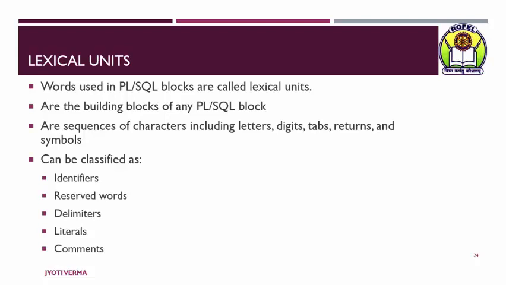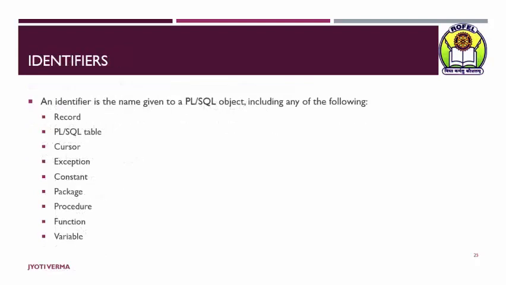They can be classified. That means what? Lexical units can be classified as identifiers, reserved words, delimiters, literals and comments. We'll see these lexical units one by one. The first unit is identifiers. Identifier means what? It is the name which is given to your variables, cursors, exceptions, anything.